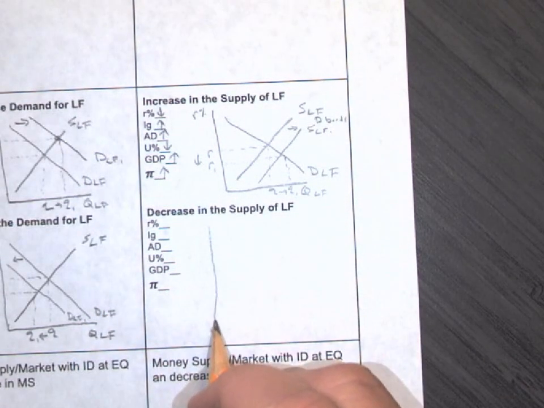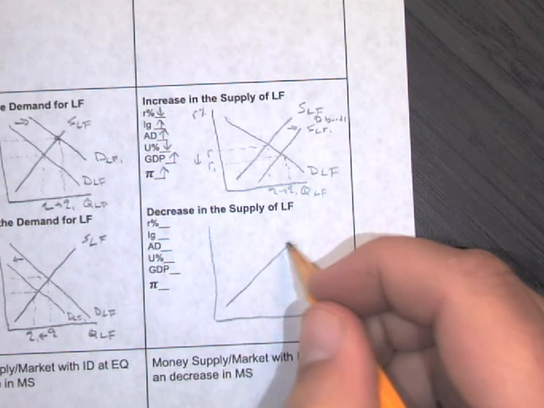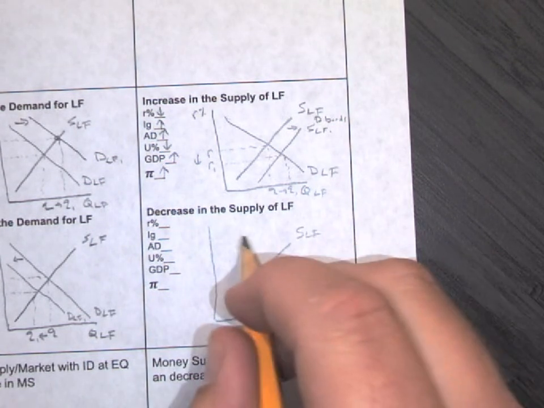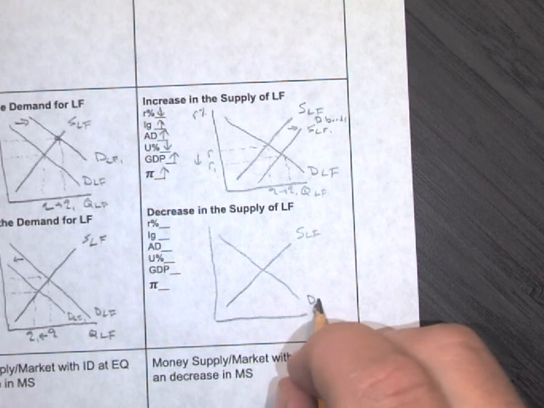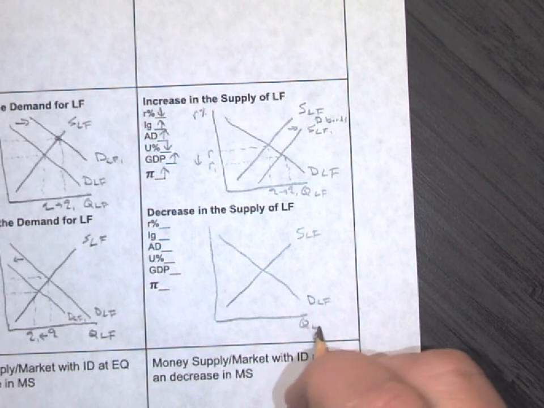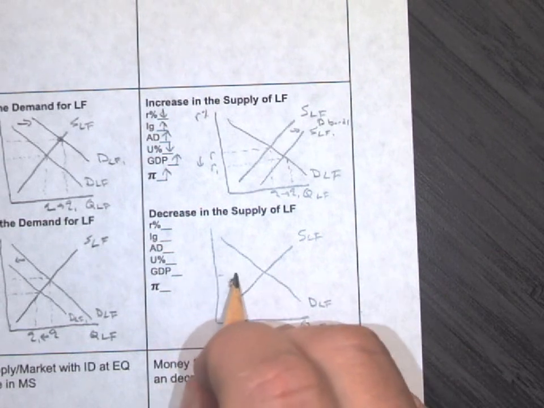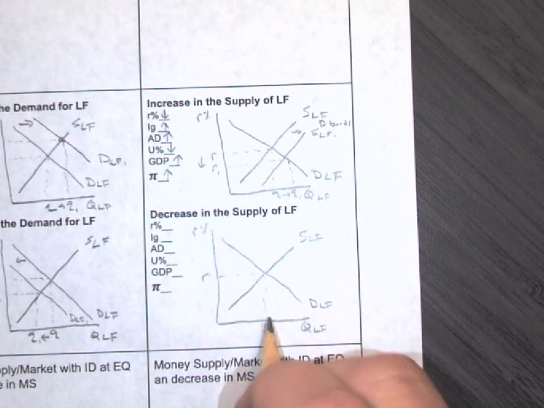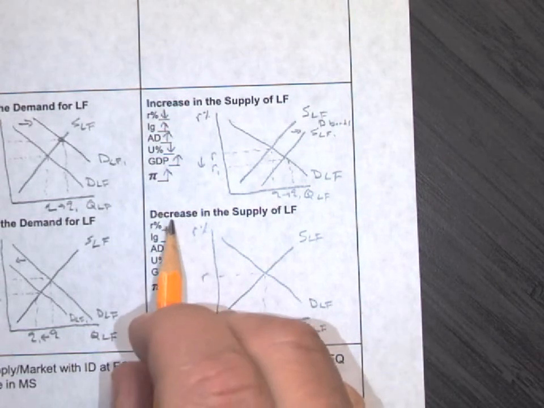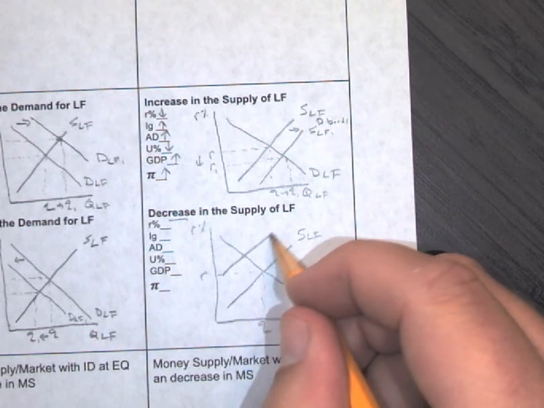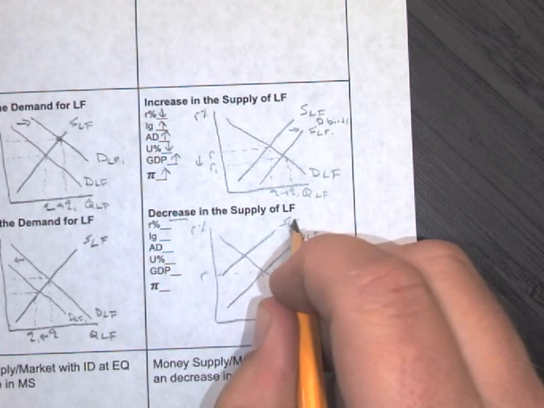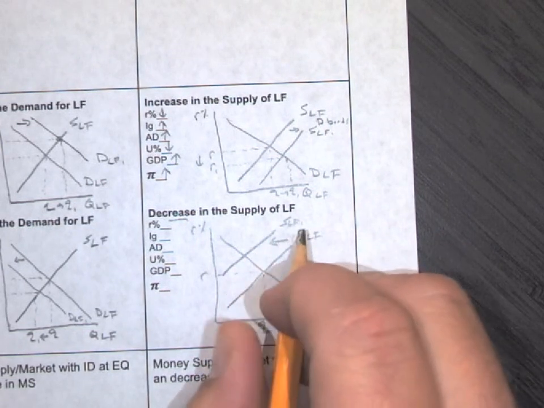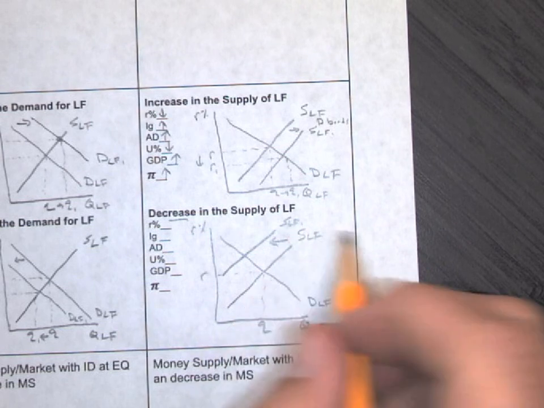And the opposite version, we have our supply of loanable funds, demand of loanable funds, quantity of loanable funds. Now we have a decrease in the supply of loanable funds. Increase right, decrease left. That is a leftward shift, SLF to SLF1.